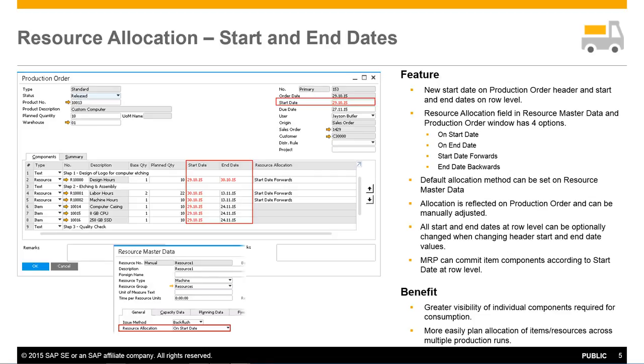All row-level dates have to be within the header-level dates. When changing the header-level start and end dates, there is an option to update all row dates according to this. All dates are defined on the production order itself. There's no separate table. There are 4 different allocation methods: on start date, on end date, start date forwards, and end date backwards. This will enable you to more easily plan allocation of items and resources for all your production requirements and have greater visibility over individual components required for consumption.